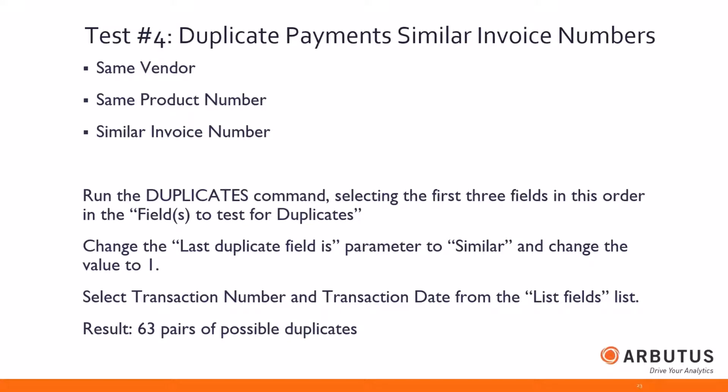For the fourth test, we'll look at duplicate payments with similar invoice numbers. So same vendor, same product number, similar invoice numbers. So in this case, we'll just change the last parameter to similar and change the value to 1.